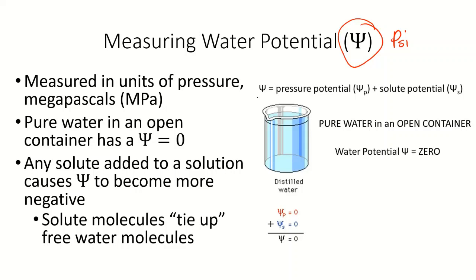Now, if you have pure water in an open container, it has a water potential of 0. Once you start adding solute to that solution, you're going to have a more and more negative water potential. It's going to start going down because those solute molecules tie up that free water.